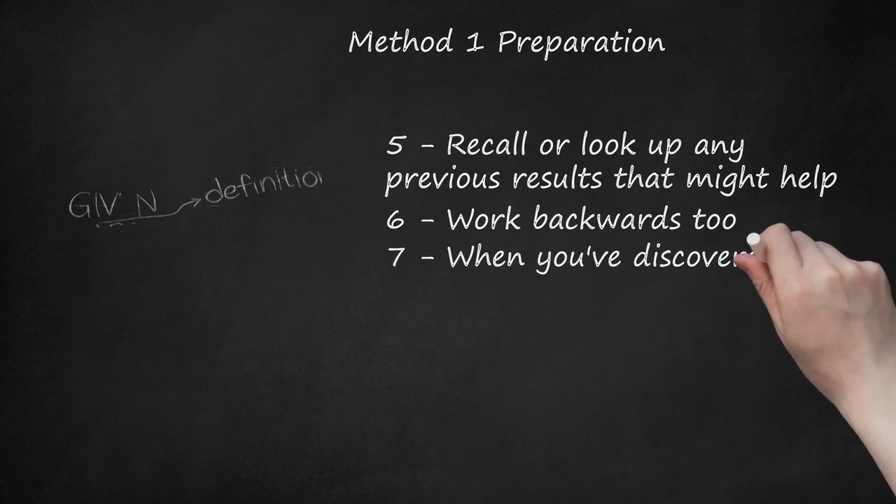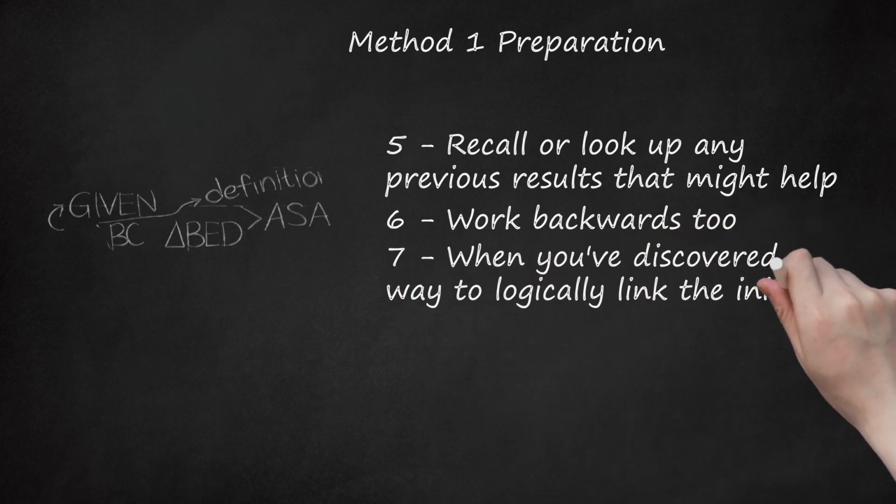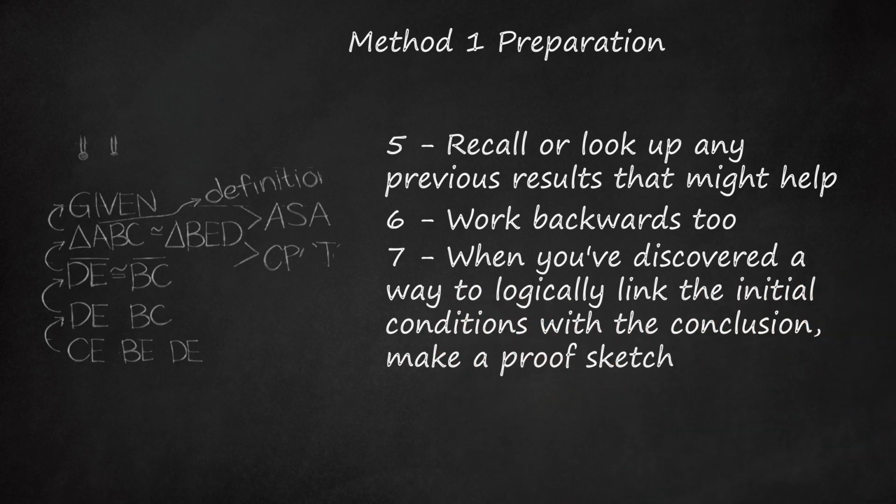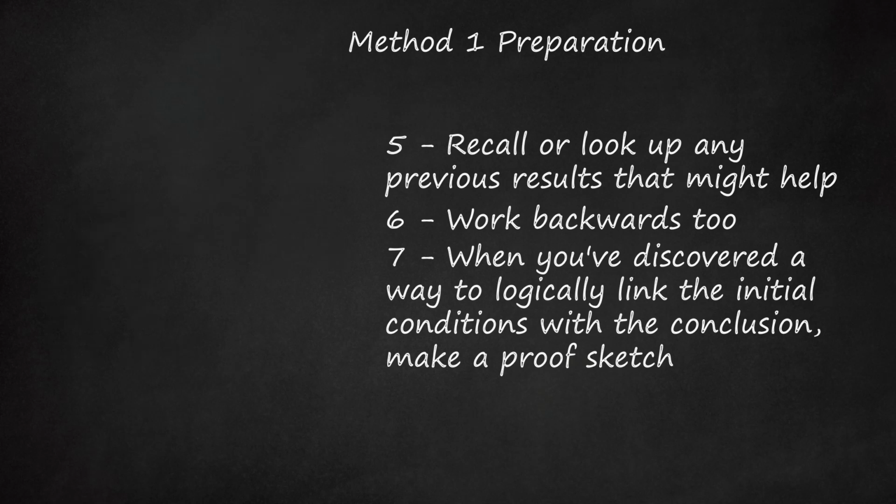7. When you've discovered a way to logically link the initial conditions with the conclusion, make a proof sketch. Highlight the important intermediate steps and the major theorems needed to derive them.